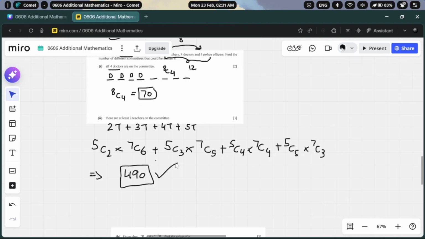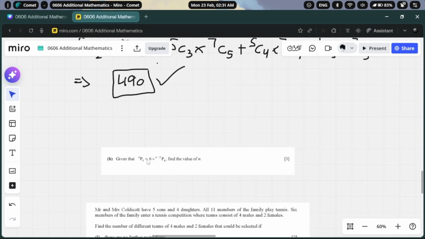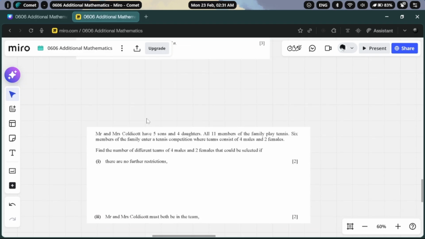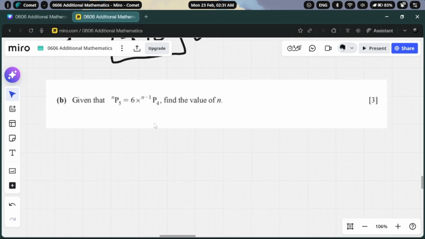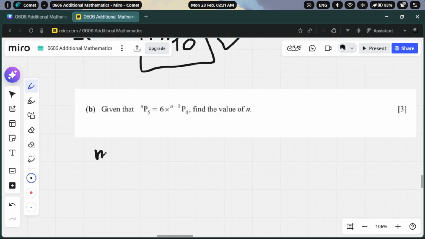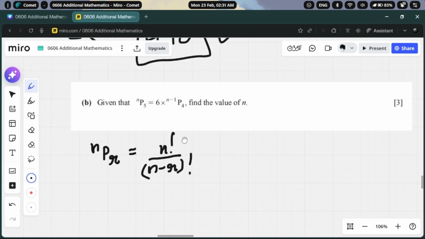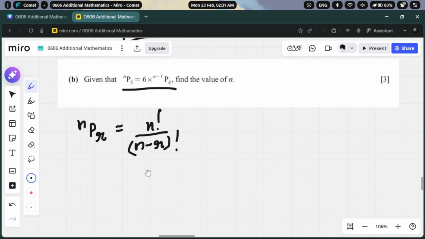Moving on. Now you're given that nP5 is equal to 6 times (n minus 1)P4. You have to find out the value of n. So using the formula for nPr, which is equal to n factorial over (n minus r) factorial, you can rewrite this entire given equation.